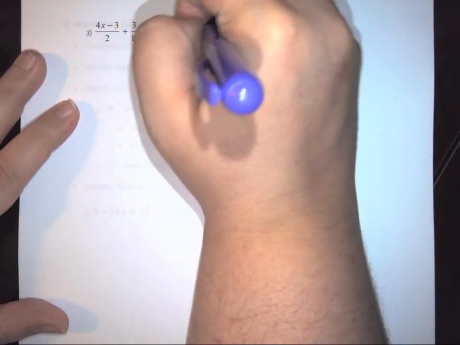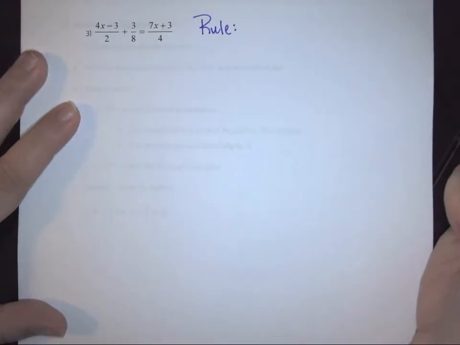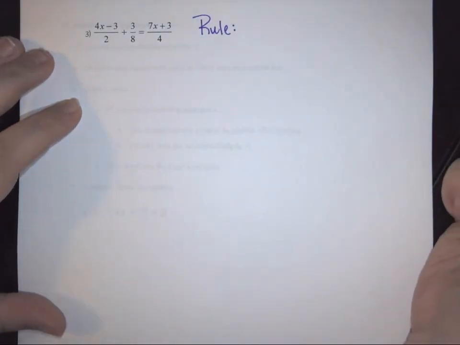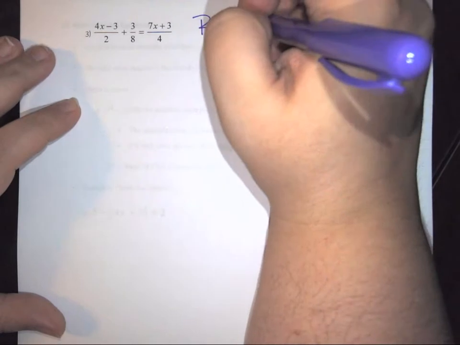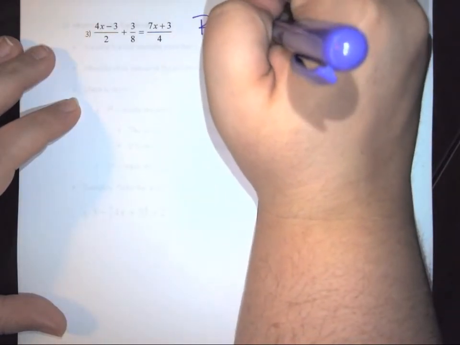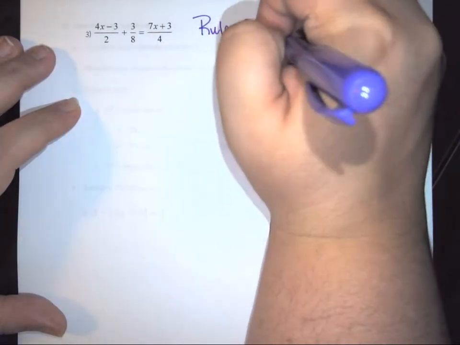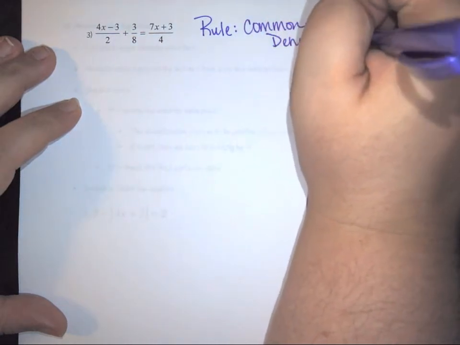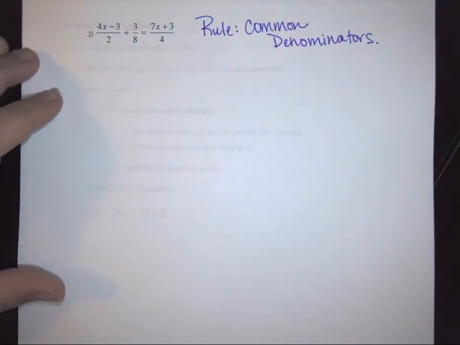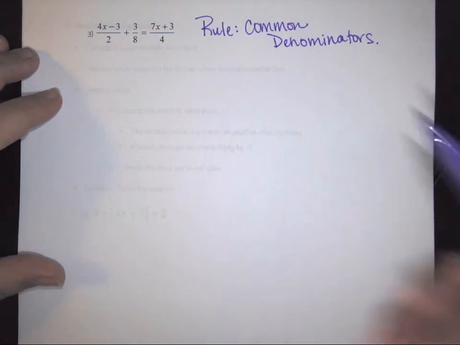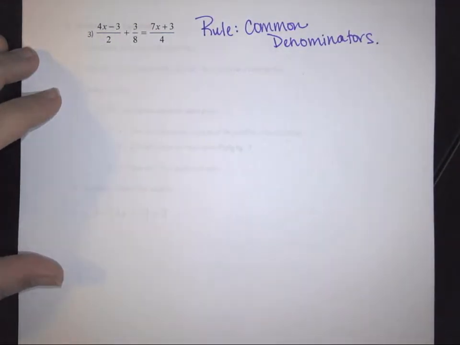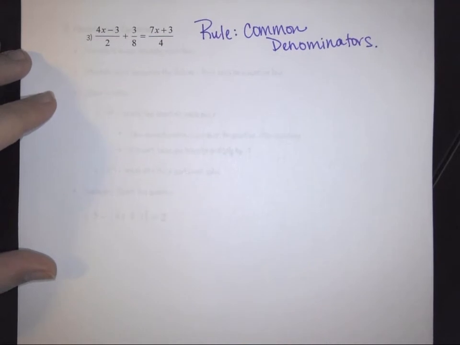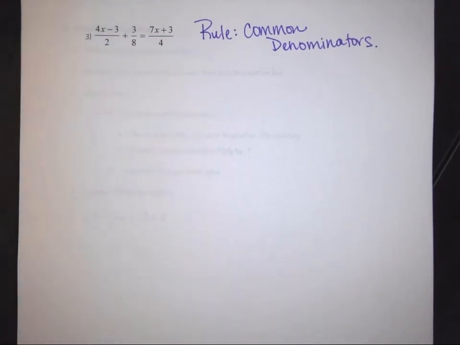Okay? So the rule that I am talking about is that you must have common denominators if you want to add or subtract. Now notice in this one I do not have common denominators, and so I have to be able to create or find my common denominator.